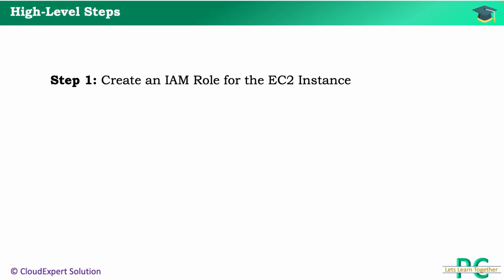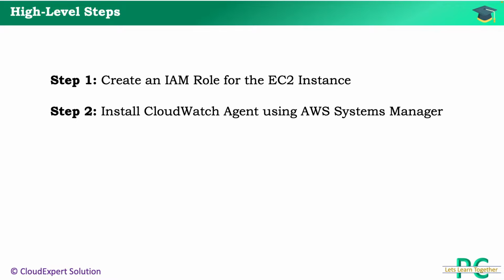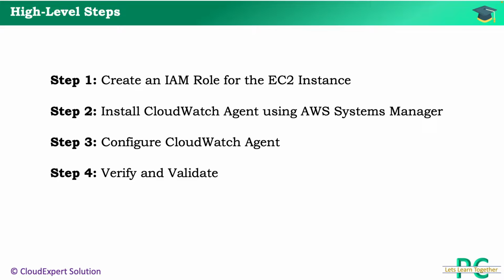Now let's review the high level steps you are going to follow. Step 1, we'll create an IAM role for the EC2 instance. Step 2, we'll install CloudWatch agent using AWS Systems Manager, or SSM. Step 3, we'll configure CloudWatch agent with all the required configurations. And step 4, we'll verify and validate all the custom metrics from the Amazon CloudWatch console.